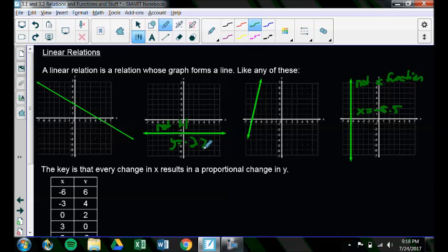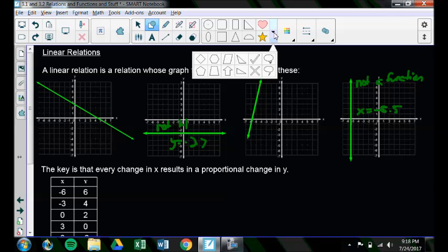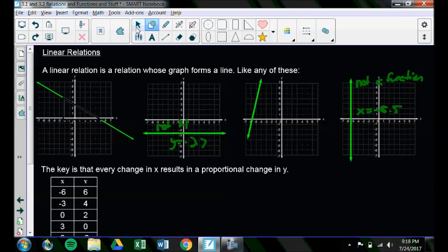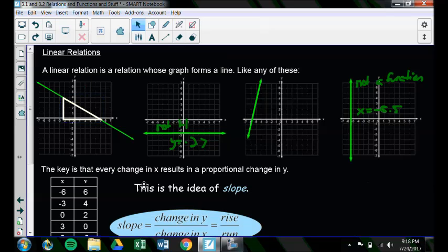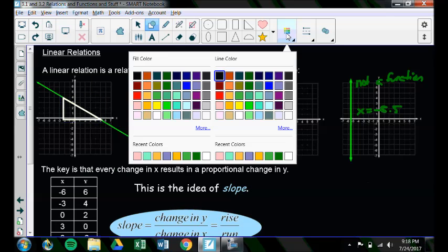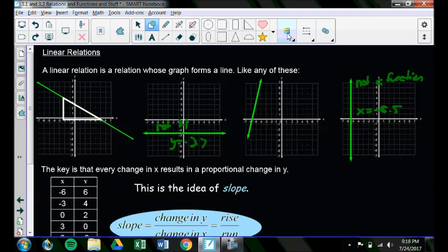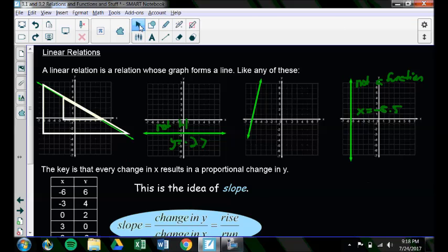But the key thing that's happening here that you probably discussed in geometry and you should have discussed in Algebra 1 is proportionality. This triangle here and this triangle here are proportional. They have similar features, same angles and proportional sides. When you have proportionality, you have a linear relation. You can draw similar triangles all throughout it.